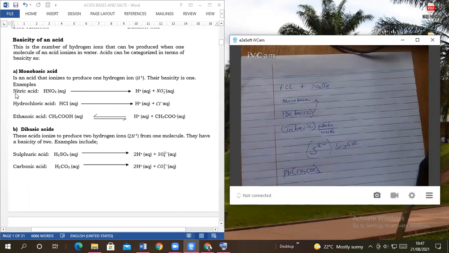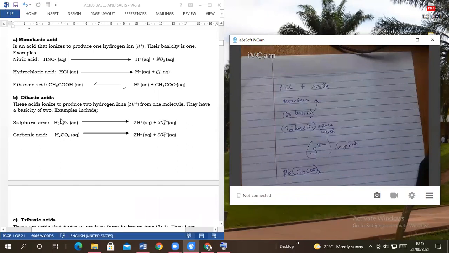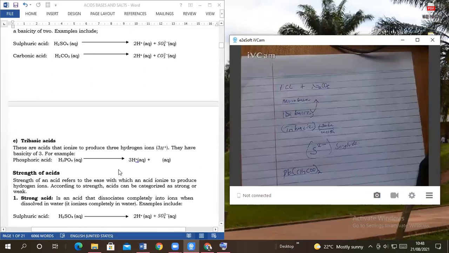Nitric acid is an example of mono, hydrochloric acid, and then ethanoic acid. All these are mineral acids, except this one, which is organic. Then here we have sulfuric acid and carbonic acid. They produce 2 hydrogen ions, and then a sulfate and a carbonate. You don't need to throw away this carbonate because it is part of the ionic equation. Tribasic acids also do the same thing. So here we have a phosphate ion, which is that.